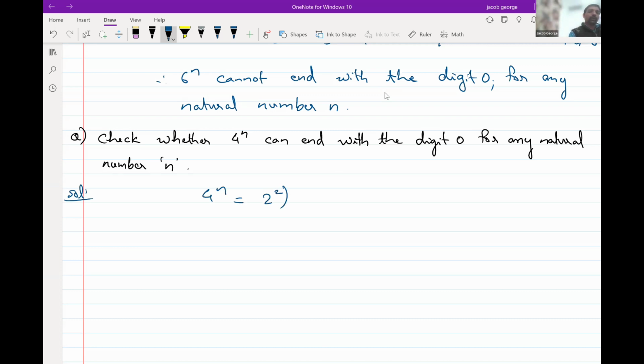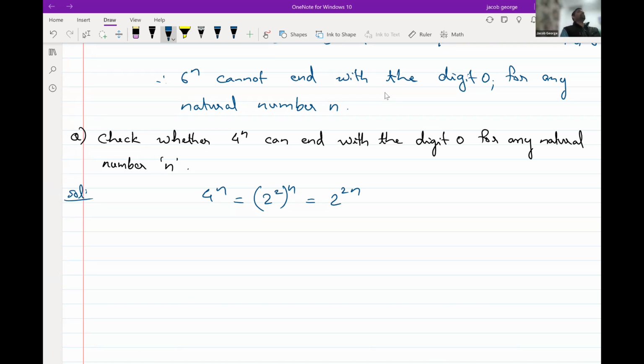2 square the whole raised to n, right? Or 2 raised to 2n. 4 is 2 square, is it? 2 square the whole raised to n. Last year we studied a raised to m, the whole raised to n is a raised to m into n. So 2 raised to 2n.